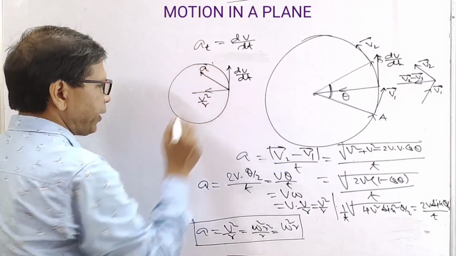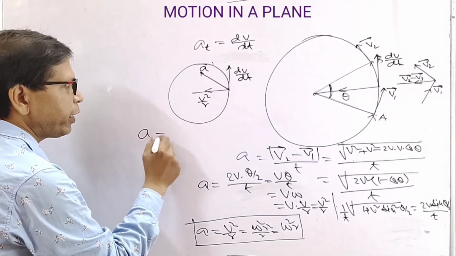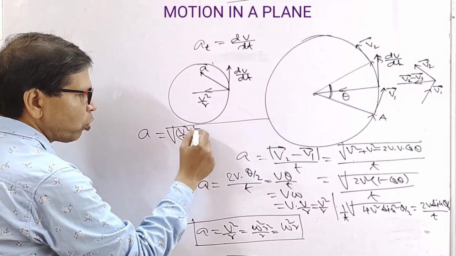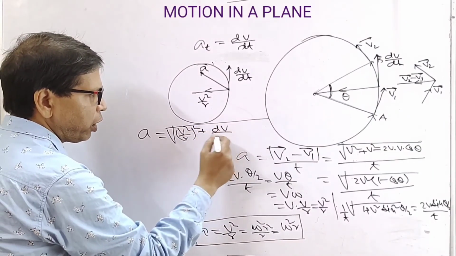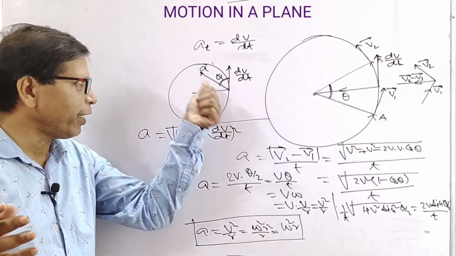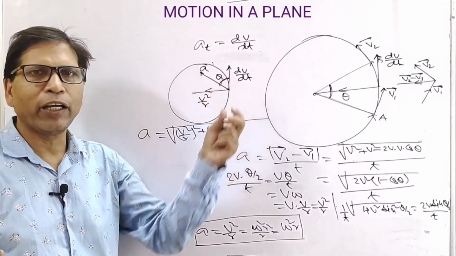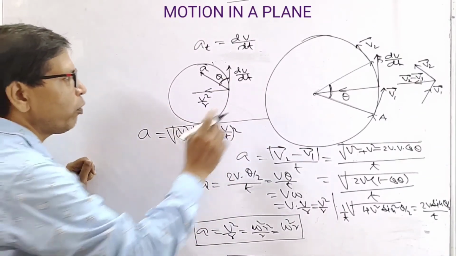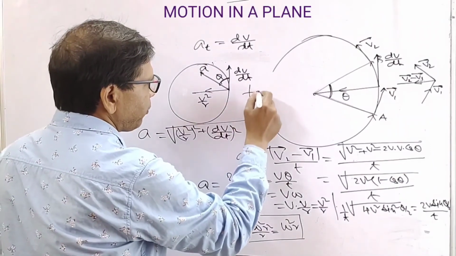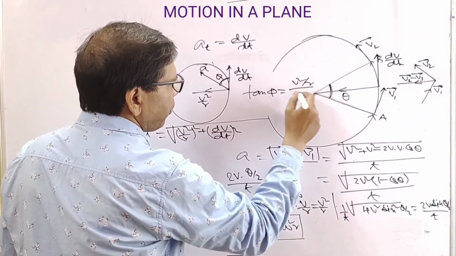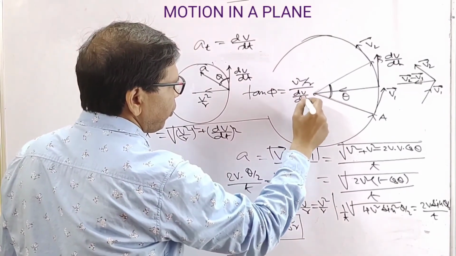Suppose this is the net acceleration. So net acceleration is the root of (v square by r) whole square plus (dv by dt) whole square. If the resultant acceleration makes an angle phi with the tangent of the circular path, then tan phi is equal to v square by r divided by dv by dt.